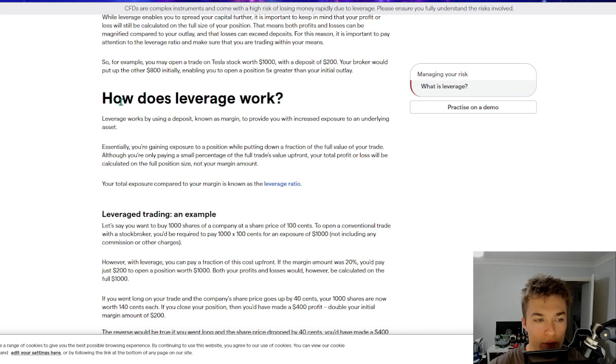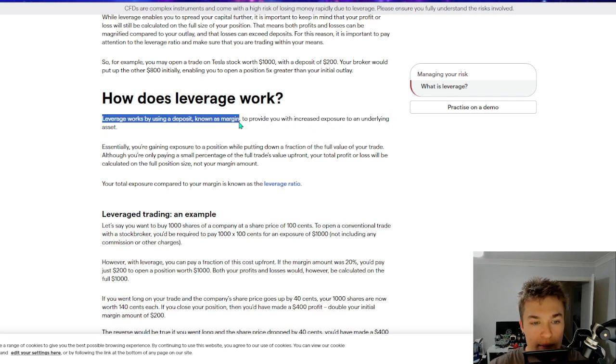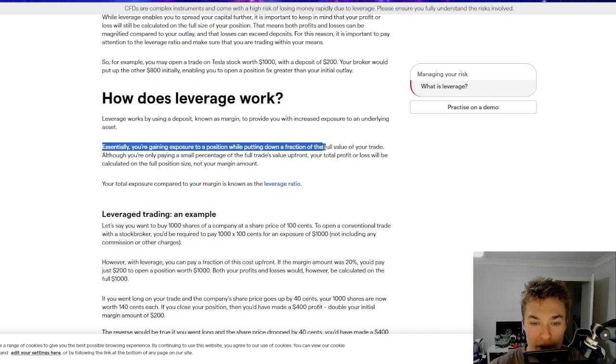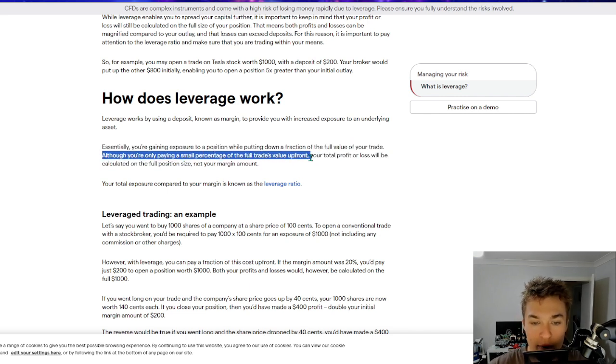Okay, so how does leverage work? This is one of those things again. I'm probably better off just reading an article than trying to explain it in my own words. Leverage works by using a deposit known as a margin to provide you with increased exposure to an underlying asset. Essentially, you're gaining exposure to a position while putting down a fraction of the full value of your trade. Although you're only paying a small percentage of the full trade upfront, your total profit or loss will be calculated on the full position size, not your margin amount.